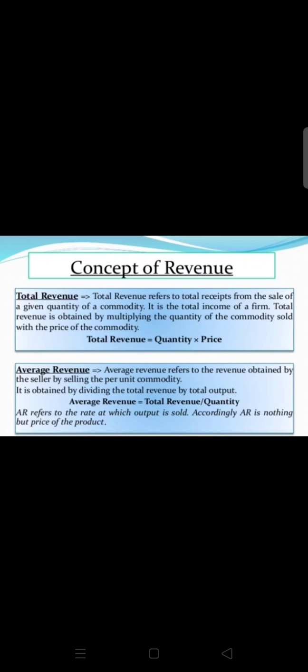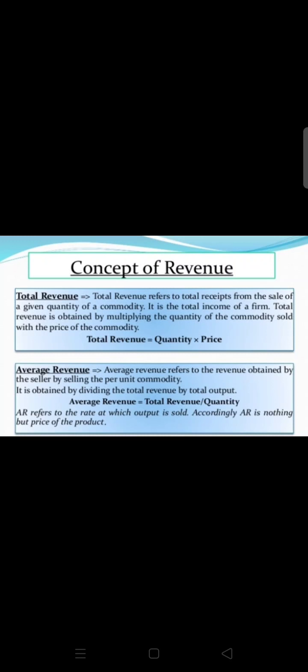Now next comes average revenue. So what is average revenue? Revenue per unit of output sold. That is, the total revenue earned by us, and then we take the per unit, which we call average. So average revenue means revenue per unit of output sold.